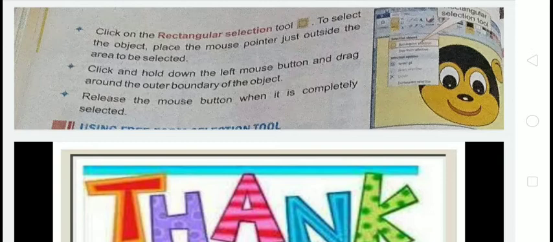To follow this step, draw the Mickey Mouse as shown in the figure 5.4. Then click on the rectangular selection tool to select the object. Place the mouse pointer just outside the area to be selected. Click and hold down the left mouse button and drag around the outer boundary of the object. Then the last point is release the mouse button when it is completely selected.